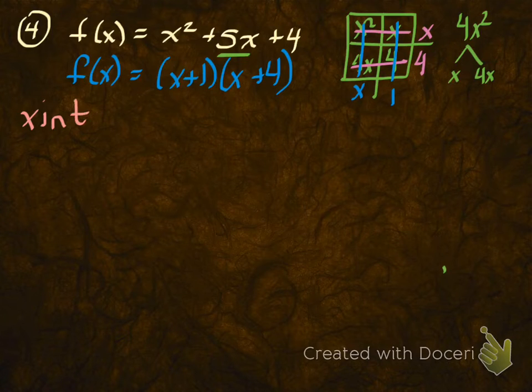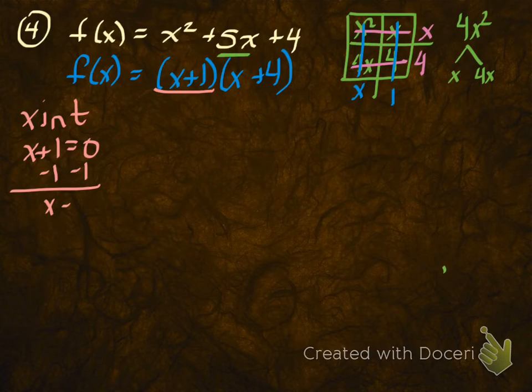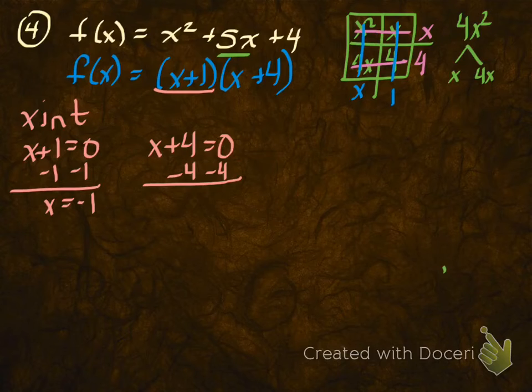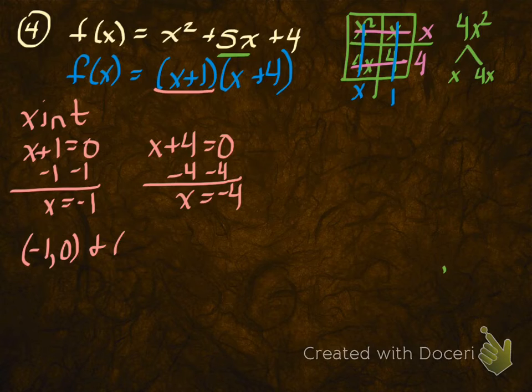The x-intercepts are when we're going to take each of these factors and set them equal to 0. So x plus 1 equals 0. And solve. And that gives us x at negative 1. The other one, we're going to set the x plus 4 equal to 0. Subtract 4 because we have to move it to the other side. And x is equal to negative 4. So my two x-intercepts are at negative 1, comma 0 and negative 4, comma 0.